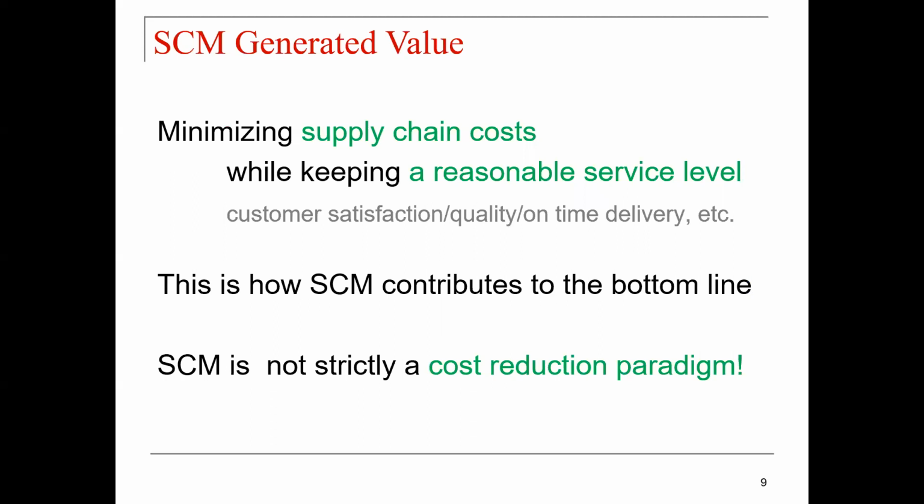Supply chain management generates value by minimizing supply chain costs while keeping a reasonable service level. Customer satisfaction, quality, and on-time delivery are things that can be measured in terms of service level. This is how supply chain management contributes to the bottom line. Supply chain management is not strictly a cost reduction paradigm.